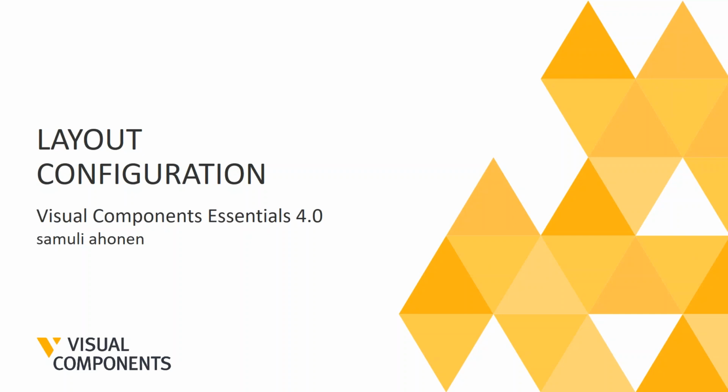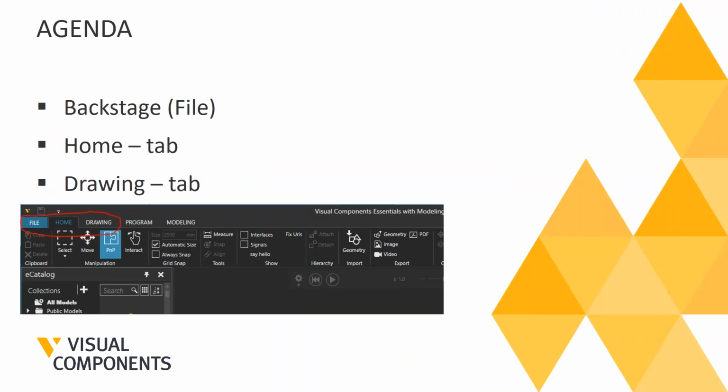The topic of this webinar is layout configuration, and there will soon also be webinars for component modeling and robot programming. Layout configuration basically means that we will focus on the Home tab in the user interface of the Visual Components Essentials 4.0, and we're also going to cover the backstage and the drawing in this webinar.